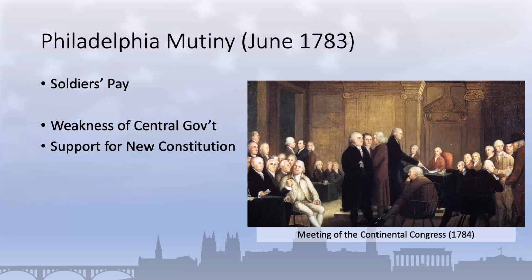Finally, the experience of the mutiny was also a key reason for the designation of a national capital district that would ultimately become Washington, D.C.